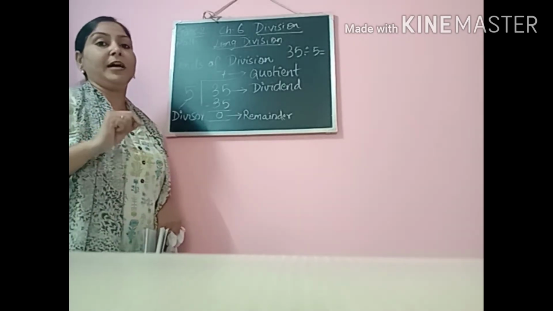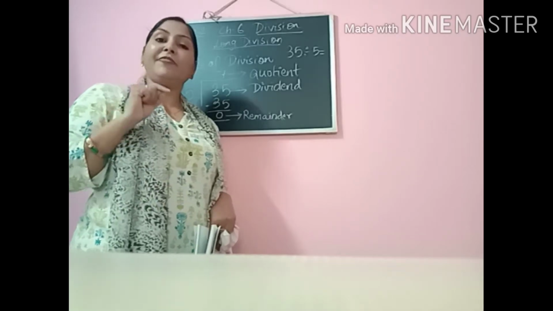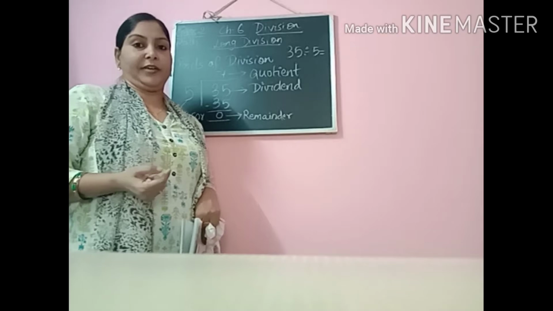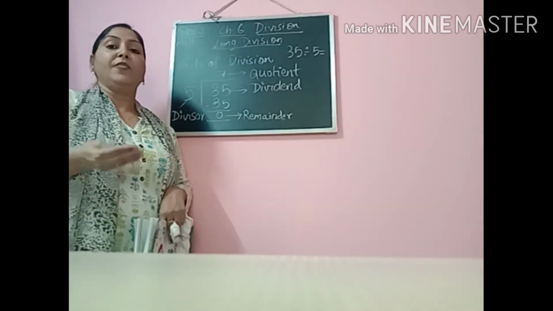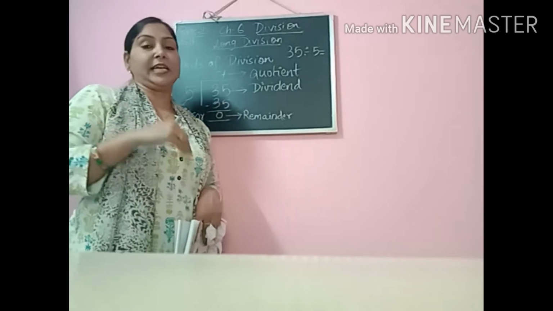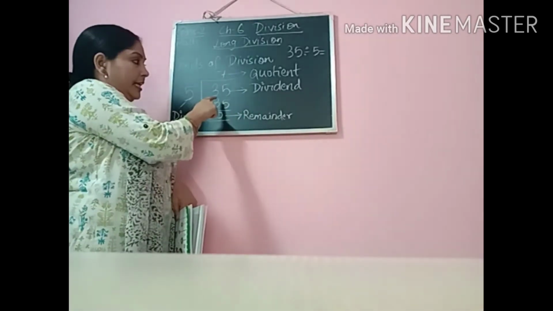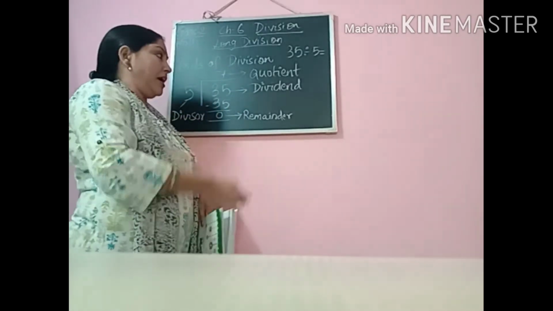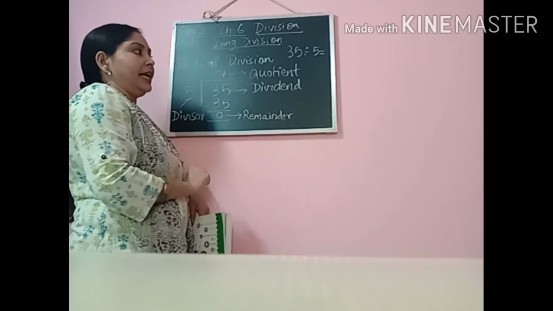Now 35 divided by 5. 35 comes at what time in 5's table? We read the table of 5 till we get 35, and you will find that we get 35 at the 7th time. So we write this answer, the 7, just above the bar line.